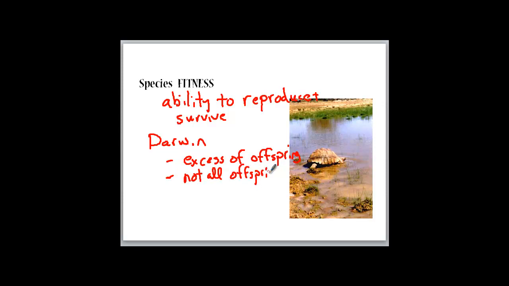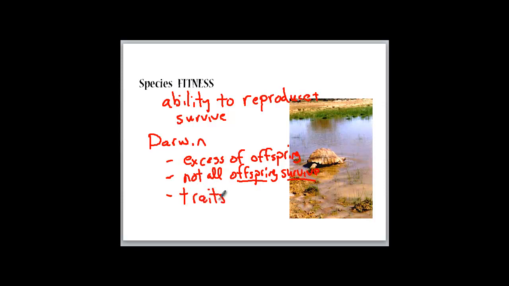And the idea that they don't all survive gave him the idea that the offspring's difference in traits that were passed on from the parent to the offspring was the one factor that determined whether they're going to survive or not. So his idea was that the traits passed down from the parent were what made the offspring different from each other, which helped them survive.